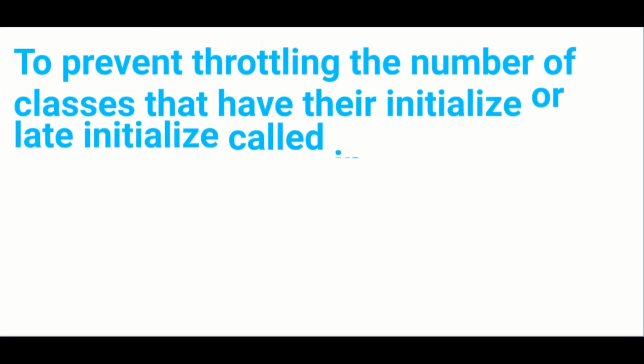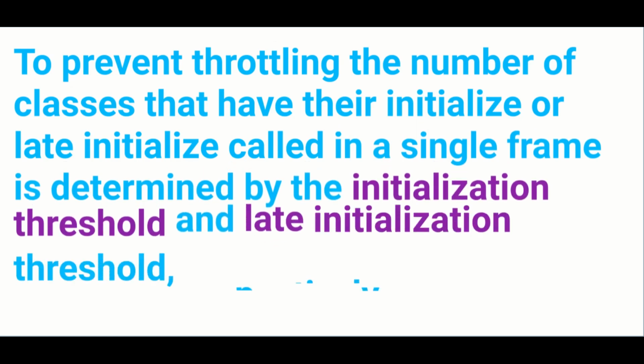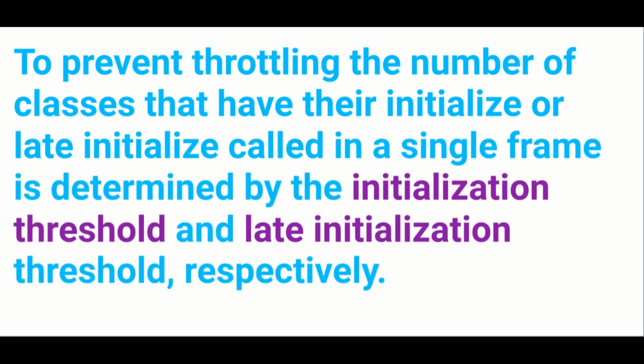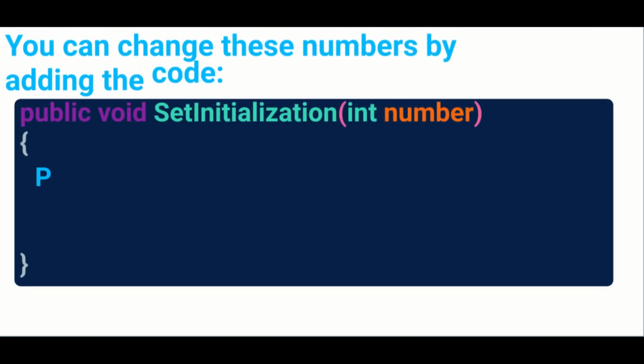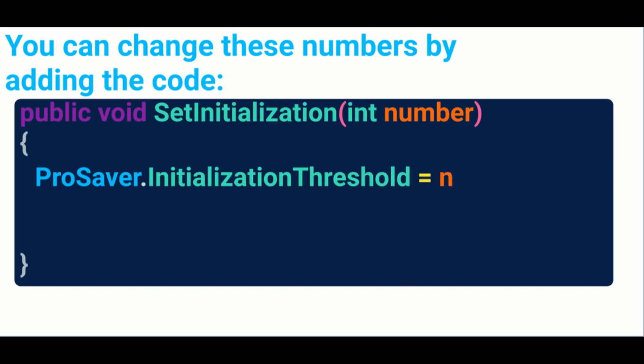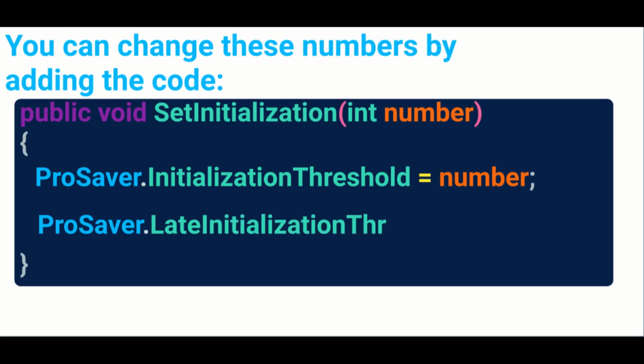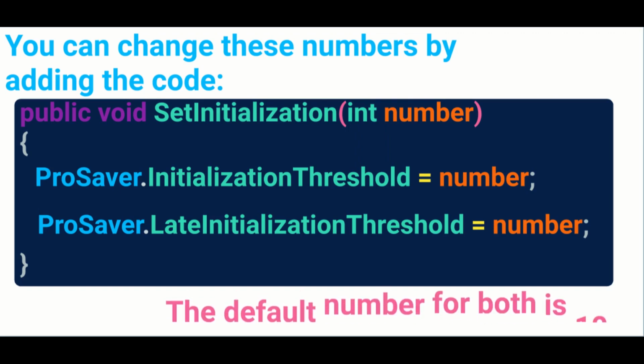To prevent throttling, the number of classes that have their initialize or late initialize called in a single frame is determined by the initialization threshold and late initialization threshold, respectively. You can change these numbers by adding the code ProSaver.initializationThreshold equals whatever threshold you want for initialize, and ProSaver.lateInitializationThreshold equals whatever you want for late initialize. The default number for both is 10.